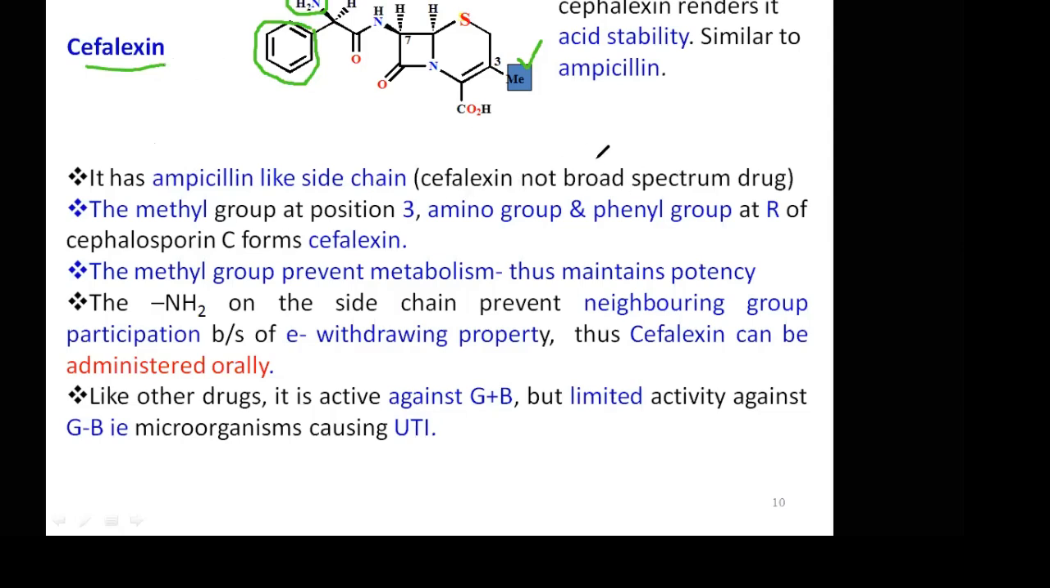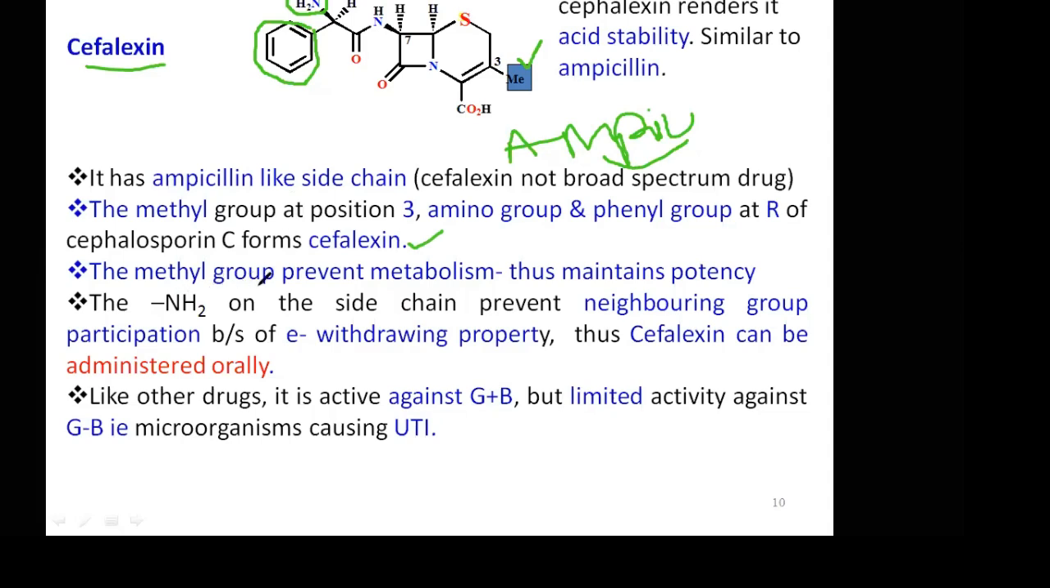One more thing, cephalexin is not a broad spectrum drug. Generally, we confuse that cephalexin is a broad spectrum one. No, ampicillin was broad spectrum. Do not think that in the same way cephalexin is also broad spectrum. Cephalexin is not a broad spectrum drug. It is only acting on gram-positive bacteria. So now you see the methyl group at position 3 and the phenyl group at R of cephalosporin C forms cephalexin.